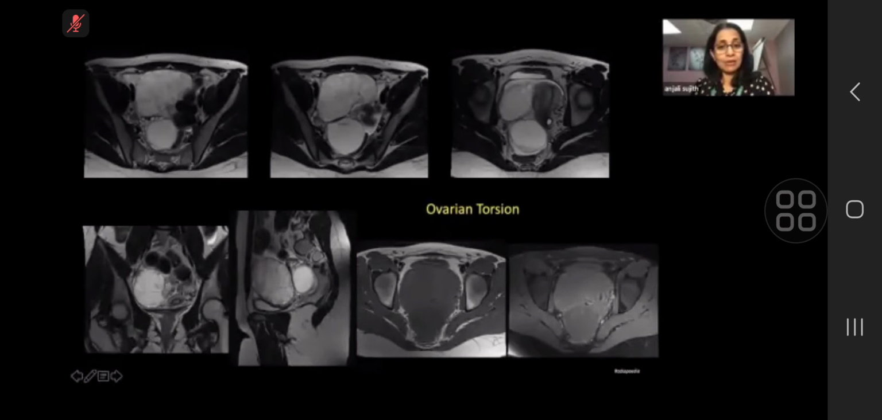So the giveaway or the clue is, look at the follicles and where they are positioned. So an enlarged ovary without a dominant mass, which appears extremely edematous, with peripheral positioning of the follicles, and with the history, think of ovarian torsion.